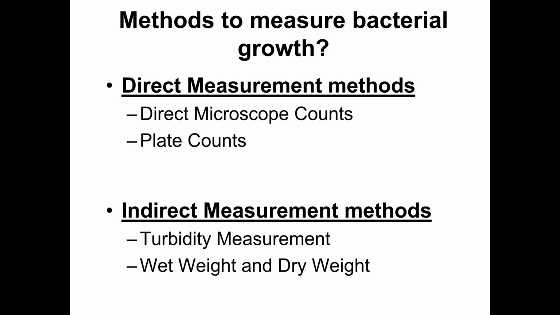But the last thing I want to talk about here is how do you actually measure bacterial growth? How do you do a growth curve? There's a number of different ways. Overall, though, you either do direct measurements, where you're counting cells directly in some way, or, and this is way more common, you do indirect measurements, where you look at things like turbidity or weights.